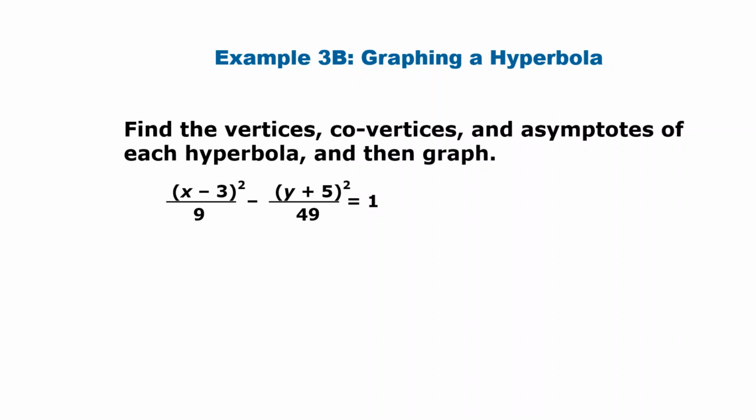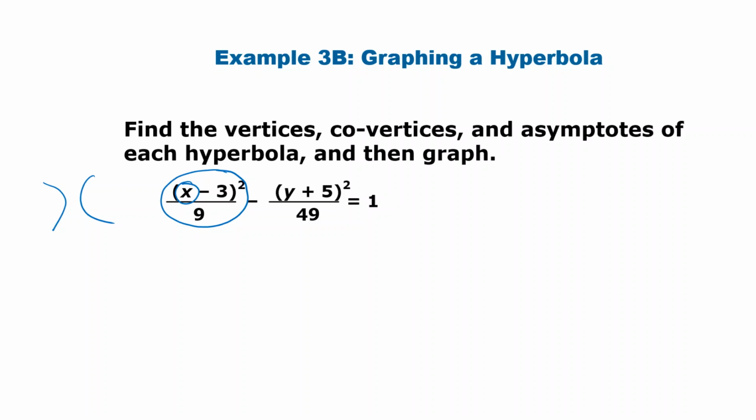All right, I'd like to show you another example. Again, we're going to find the vertices, covertices, and asymptotes of each hyperbola and then graph. I'm going to graph first because I can find everything easier. The first thing I want to figure out is what my graph is actually going to look like. I look at this first piece, and I see that there's an x there, so that tells me that my graph is going to look like that.